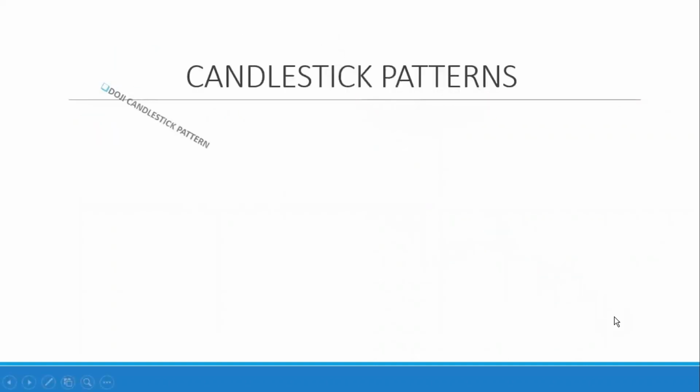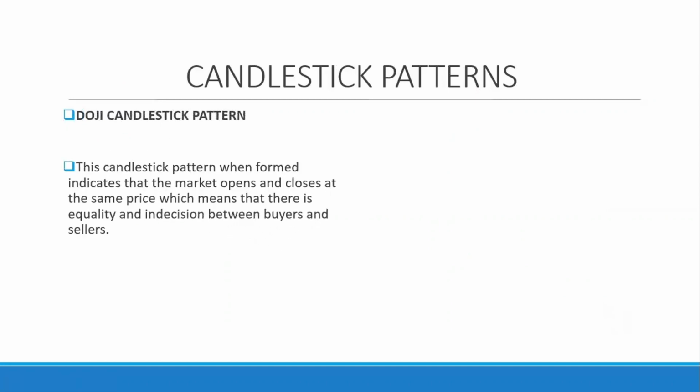Now let's look at the Doji candlestick pattern. This candlestick pattern, when formed, indicates that the market opens and closes at the same price, which means there is equality or indecision between buyers and sellers in the market. There's indecision, meaning the market opens and closes at the same price level. No one is in control of the market. Neither the buyers nor sellers are in control. There is indecision in the market.